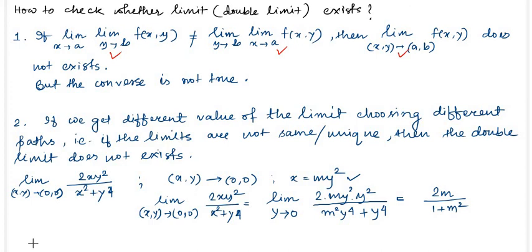Now see this one: this limit depends on the value of m. If we choose m equal to 1, the value of the limit will be 2 by 2, that is 1. And if we choose m equal to 2, the value of the limit will be 4 by 5. So for two different values of m, we are getting two different limits. But we know that limits are unique. We cannot have two different limits. So in this case, the limit does not exist, because this is one of the procedures to check whether the limit exists or not.